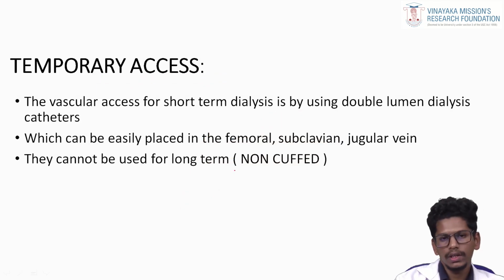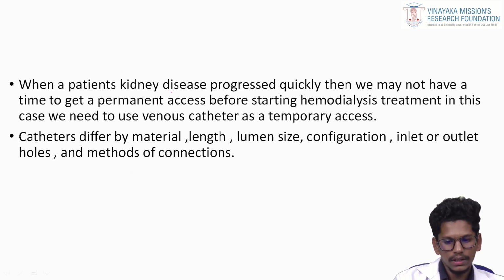Next we are going to see temporary access. Temporary access means vascular access for short-term dialysis using double lumen dialysis catheters, which can be easily placed in the femoral, subclavian, or jugular vein. They cannot be used for the long term. When a patient's kidney disease progresses quickly, we may not have time to get a permanent access, but we can start a hemodialysis treatment. In this case, we need to use a venous catheter as a temporary access, not a permanent access.